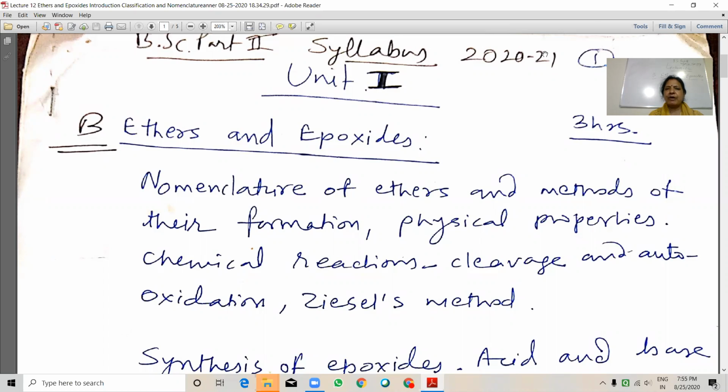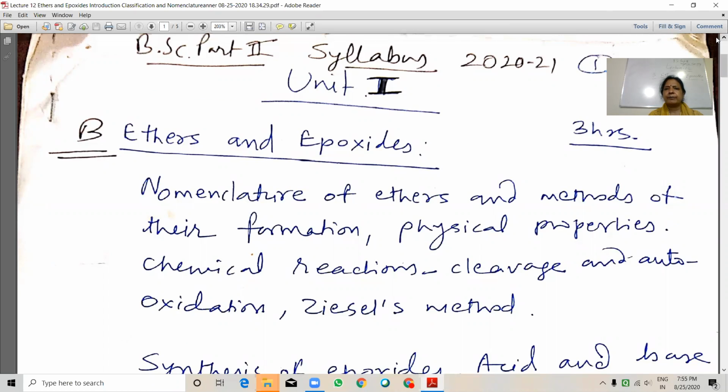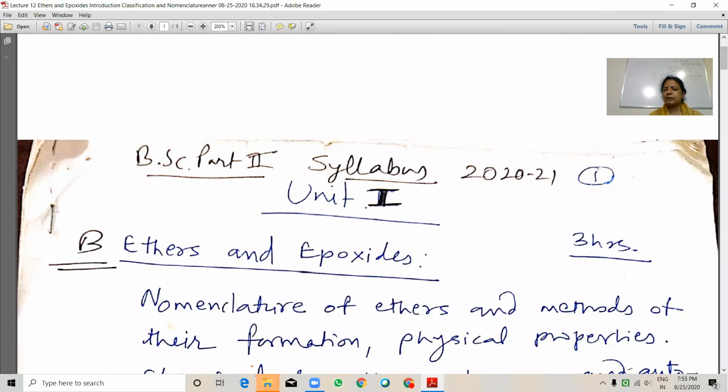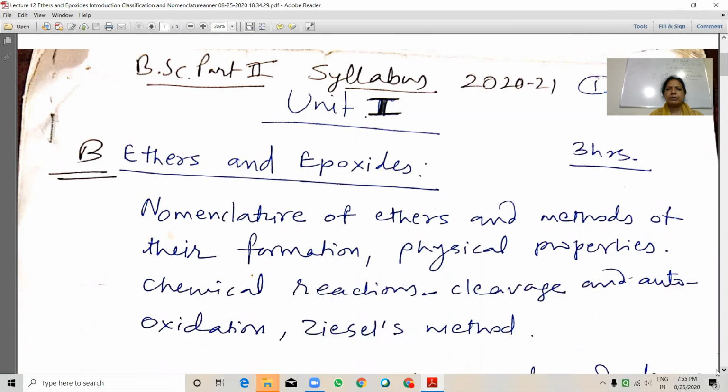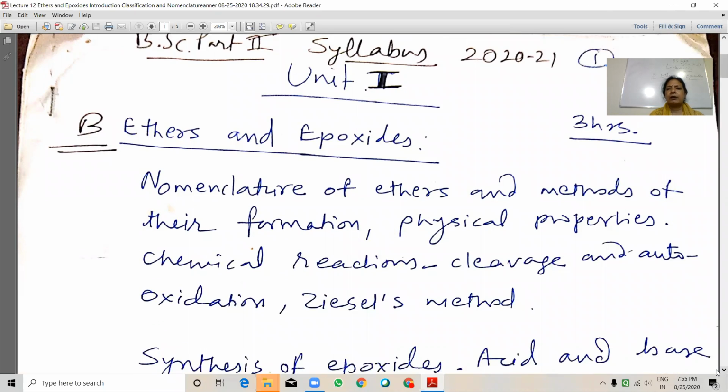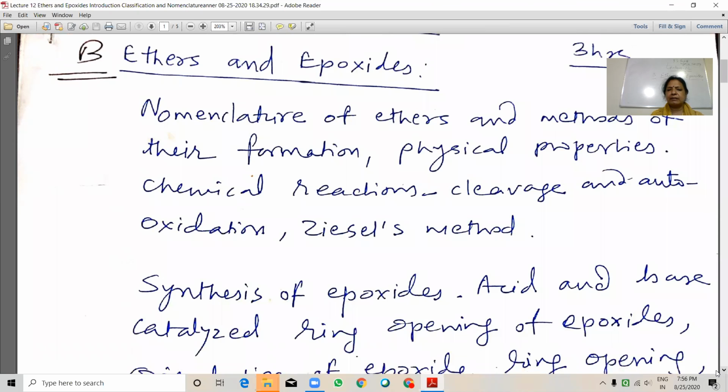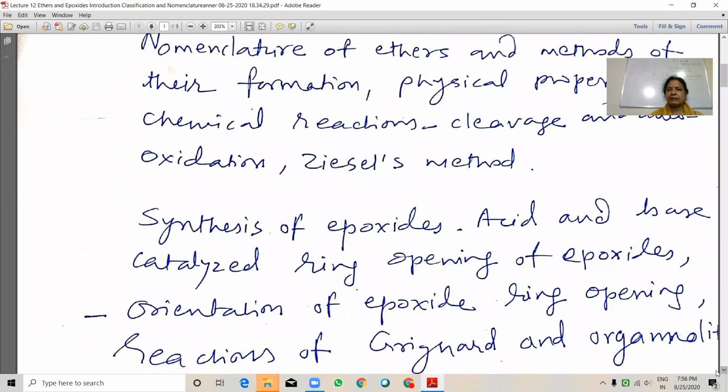This lecture 12 is for B.Sc. Part-2 students, Organic Chemistry, Paper-2, Unit-1. It is Unit-1's B part, ethers and epoxides. This is the syllabus: nomenclature of ethers, methods of their formation, physical properties, Gies's method, synthesis of epoxides, etc.